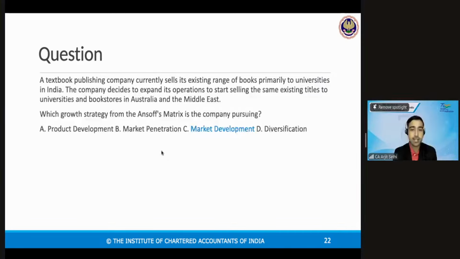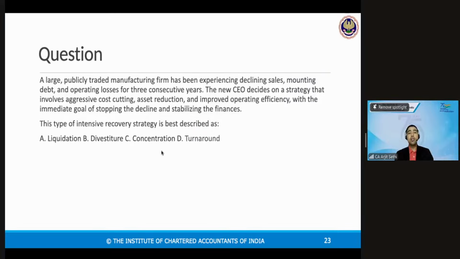Awesome. Okay, a large publicly traded manufacturing firm has been experiencing a big decline, right? Continuous declining sales, mounting debt, operating losses for 3 consecutive years. Money has been sinking for 3 years. The new CEO decides on a strategy that involves aggressive cost cutting, asset reduction, and improved operating efficiency, with the immediate goal of stopping the decline and stabilizing the finances.